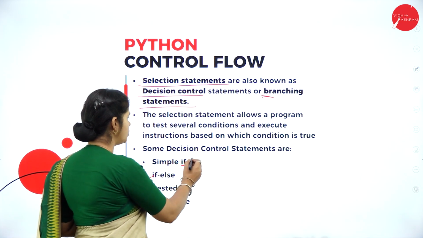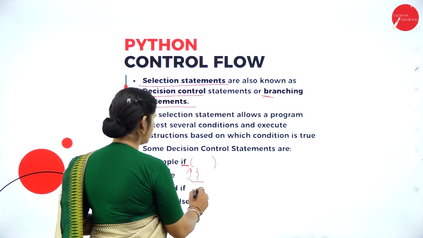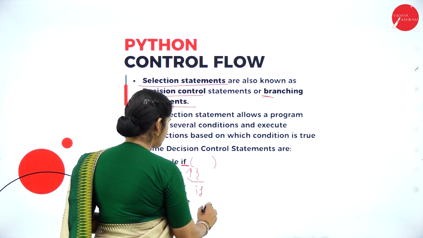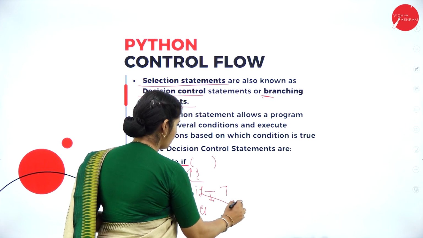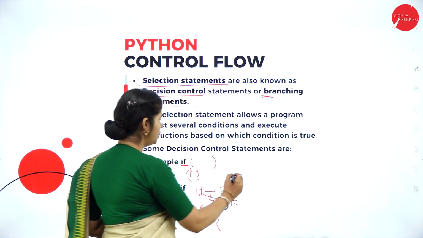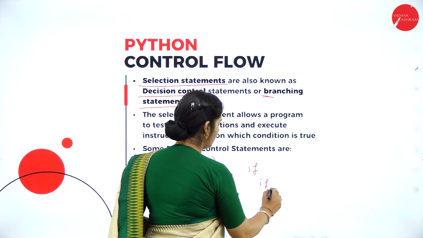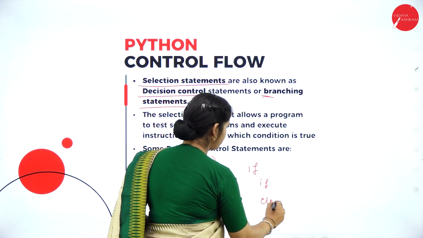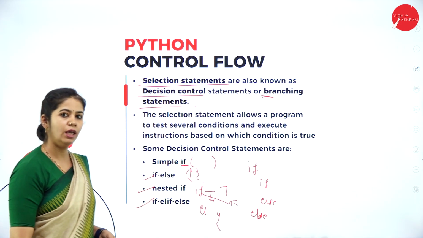If the condition is true, execute this particular block. In if else, if the condition is true, execute this; if the condition is false, execute the else part. Right? Nested condition means a condition within a condition. If we have one more if, and one more else, like this, that is nested if else.